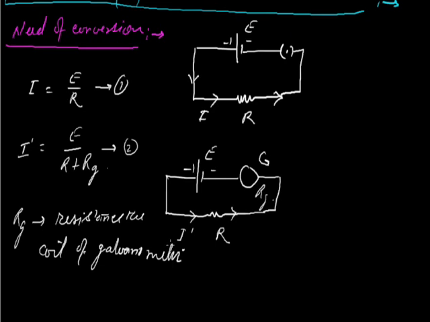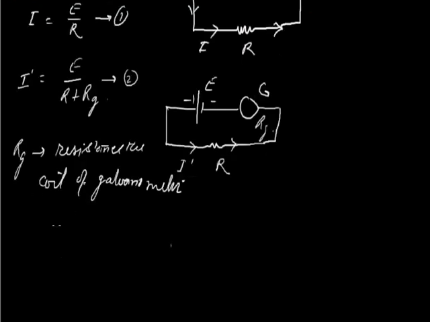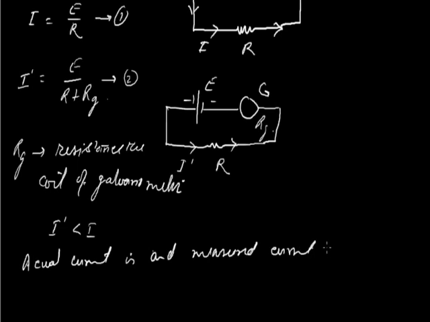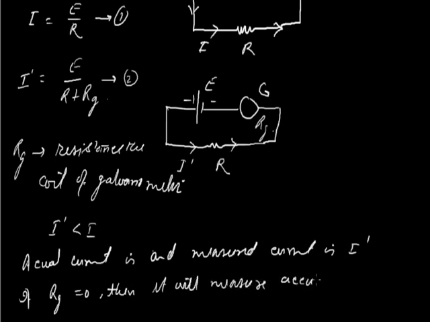From first and second it is clear that Ig is less than I dash is less than I. It means this galvanometer will measure the less current. Actual current is I and measured current is I dash, which is less than I. It is due to the resistance of this galvanometer coil. If Rg is 0, then it will measure accurate current, but it's not possible.